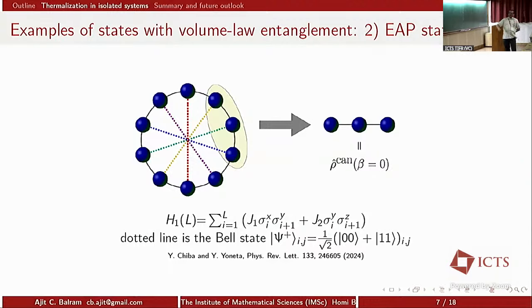Here it actually turns out the Hamiltonian is fairly easy to write. The Hamiltonian for which this state is hosted as an exact zero energy eigenstate is this Hamiltonian: J1 sigma x sigma y, a purely imaginary Hamiltonian written in the computational basis, and then J2 sigma y sigma z. I will show why this is the eigenstate of this Hamiltonian.